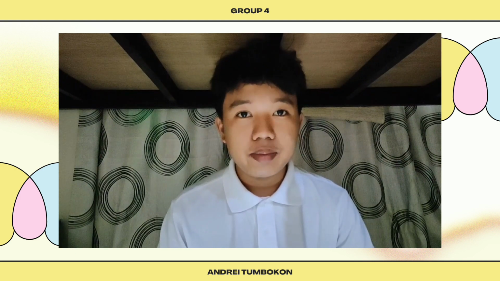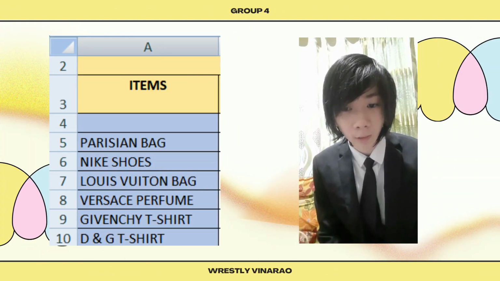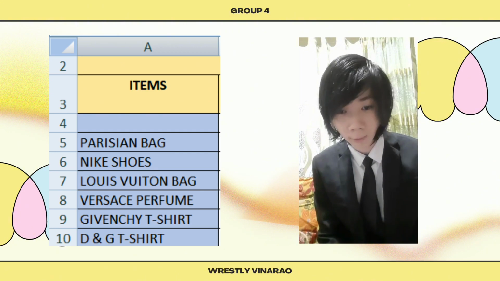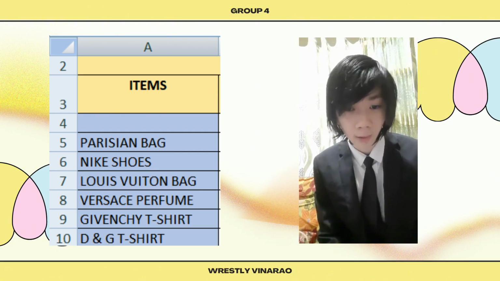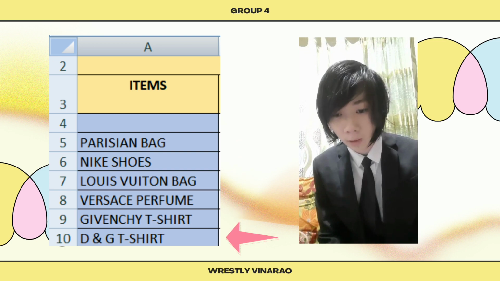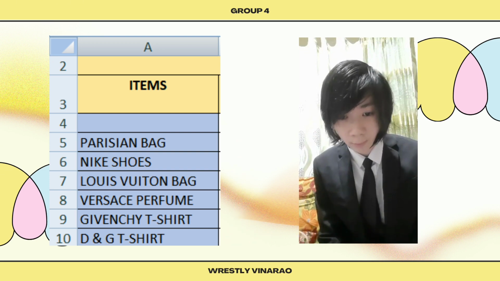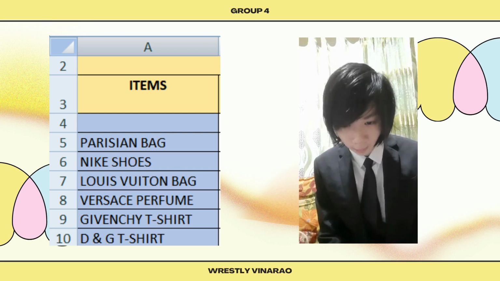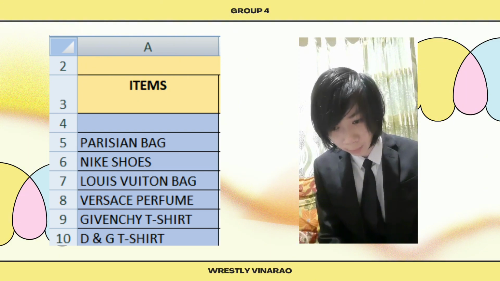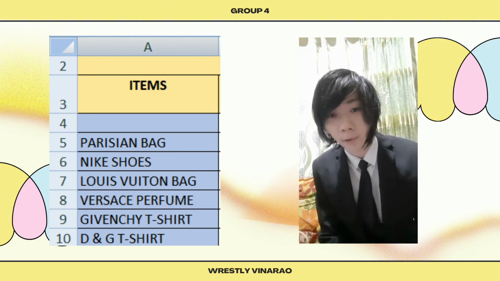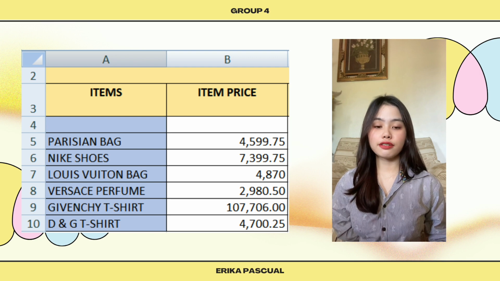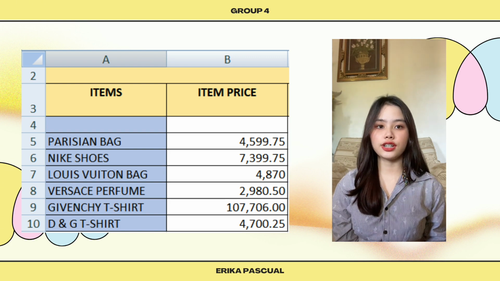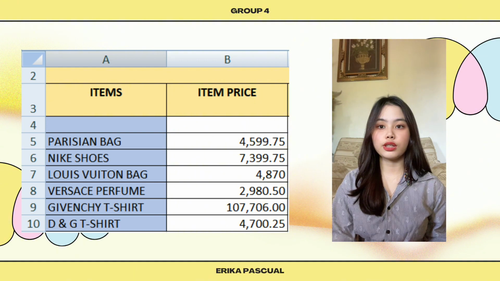Let's start with the items. Items are the materials or supplies needed to be inventoried. We can see them on cells A5 to A10. The first one is a Versace bag and the last one is a D&G t-shirt. Let's proceed to B5 to B10, the item price. The price of a Versace bag costs 4,599.75 pesos, and the D&G t-shirt is 4,700.25 pesos.